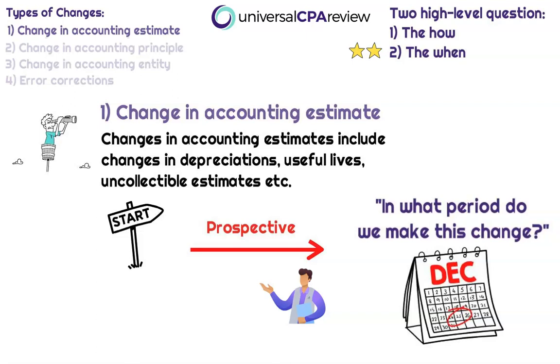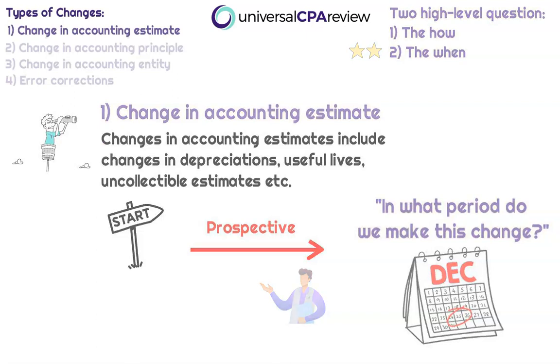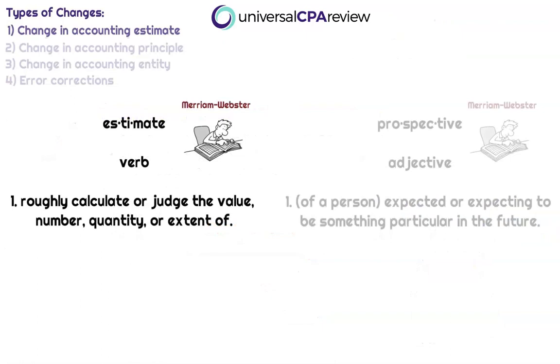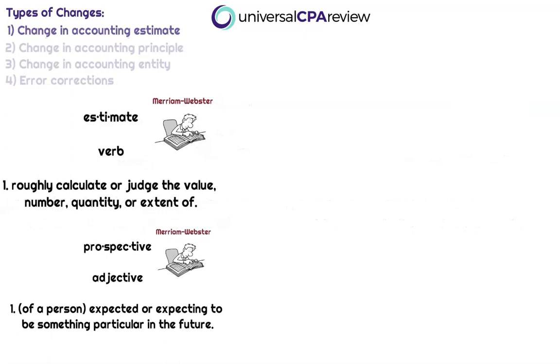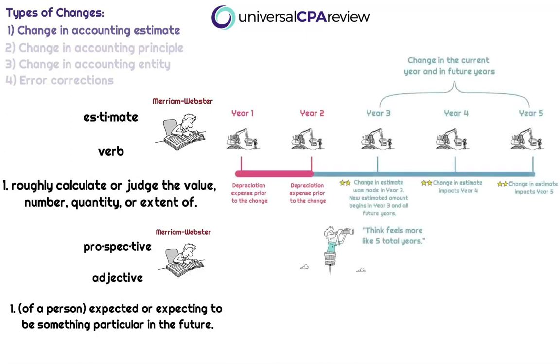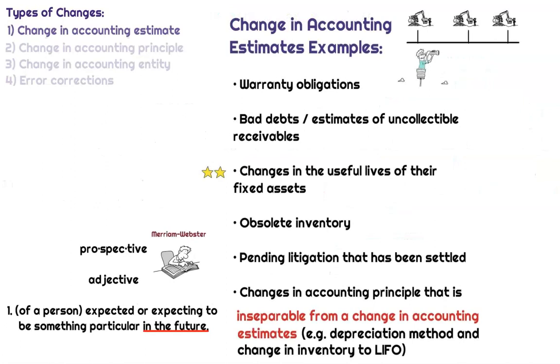All right, so before we memorize words, let's understand what they mean. The definition of an estimate is a verb, and it means roughly calculate or judge the value, number, quantity, or extent of. And now let's define the word prospective. This is an adjective, and it means expected or expecting to be something particular in the future. Okay, so when you see how these words sort of blend together, let's take a step back and think about how they tie back to the material. So when companies experience changes in accounting estimates, they will prospectively change their estimates in the financial statements. So that means that the change will be made in the current year and all future years thereafter, right? The word future is within the definition of prospective.